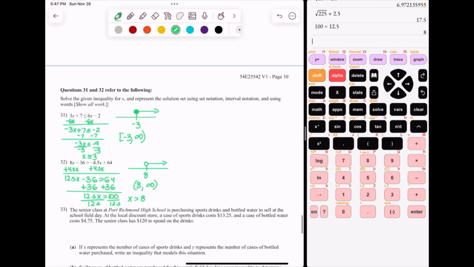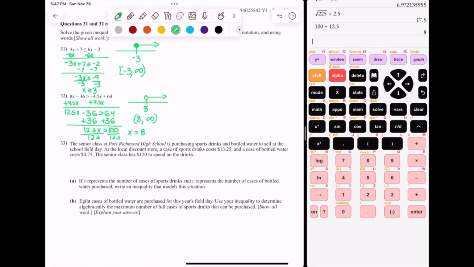All right, let's look at this word problem. 33. The senior class at Porridge High School is purchasing sports drinks and bottled water to sell at the school field day. At the local discount store, a case of sports drinks is $13.25. And they said let X represent sports drinks. So I'm going to put a sports drinks right next to it. Plus, bottled water is $4.75. And bottled water is Y.